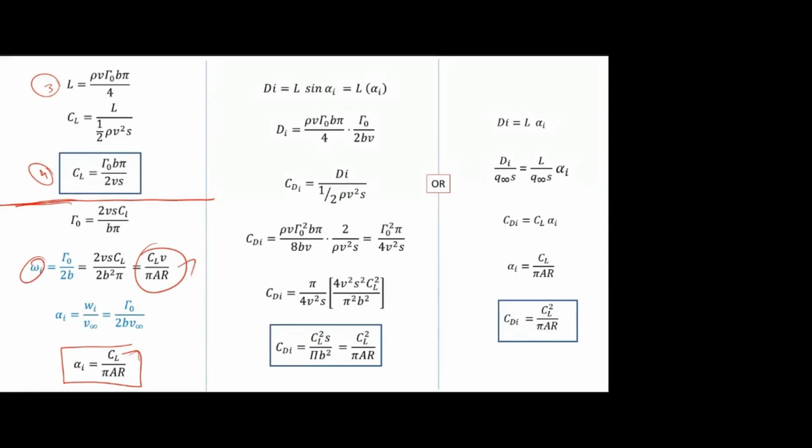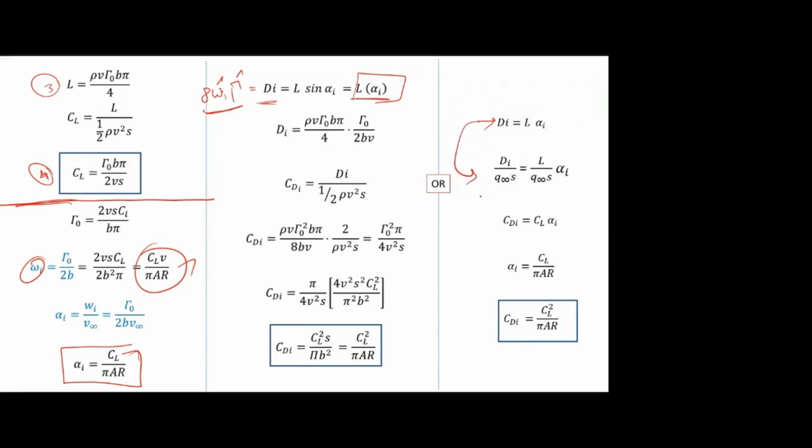So we found CL, then we have to go for the induced drag and the coefficient of induced drag, DI. For DI, again two formulas are there: rho wi gamma, or it is simply L alpha I. Compared to that, this is easy, because otherwise I have to substitute alpha and gamma. Already I found the lift and alpha. So this method is easy, L and alpha I. So that method I am taking. So DI is equal to L into alpha I.